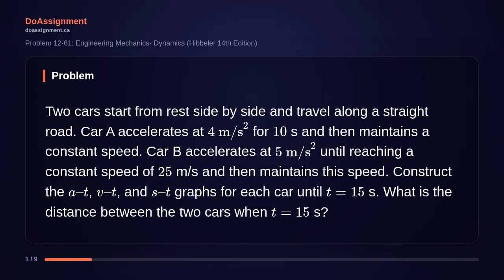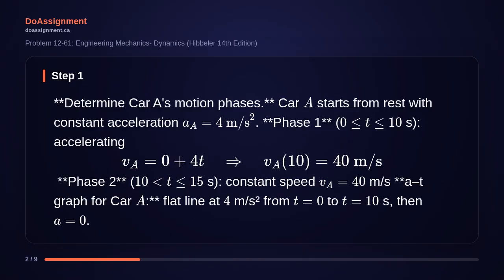Now let us work through the solution step by step. Car A starts from rest and accelerates at 4 meters per second squared for 10 seconds, reaching 40 meters per second. After that, it travels at constant speed until 15 seconds. On the acceleration time graph, Car A shows a flat line at 4 from 0 to 10 seconds, then drops to 0.